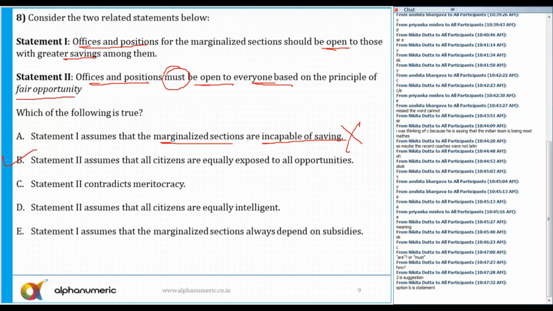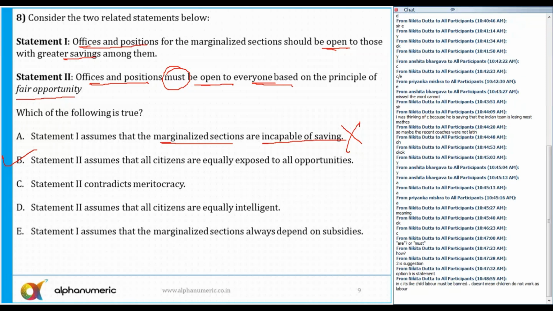Statement 2 contradicts meritocracy. Now, that is not always true. Offices and positions are open to everyone based on the principle of fair opportunity, but that does not mean that you cannot have a selection process, even though everybody can apply. Because there is fair opportunity, everybody is exposed to the opportunities, but you can have some selection process. The only thing is that you give access to everyone, but you can have a selection process.